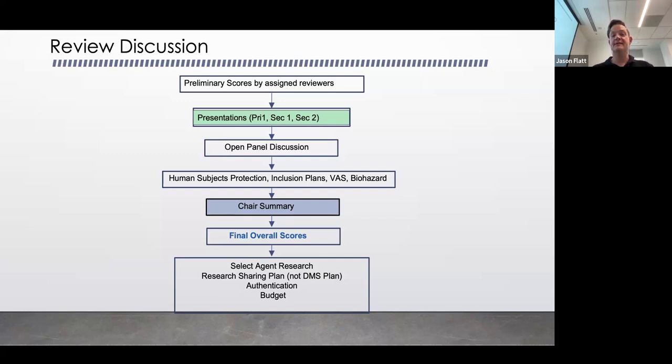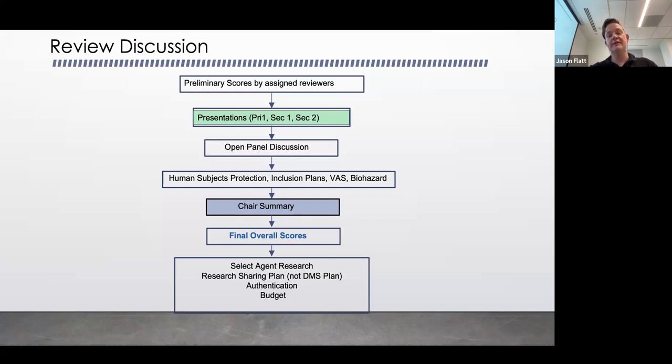Then what happens, and this isn't a matter of like, some grants are only sent to the open panel for discussion for maybe 3 to 5 minutes. In this, other reviewers in the study section can ask clarifying questions to the 3 reviewers about certain concerns. They then ask, are there any concerns with your human subjects protections, your inclusion plans? If you're including any biohazards or other types of things, they'll talk about that. These are not necessarily score driving, but they will comment on them.